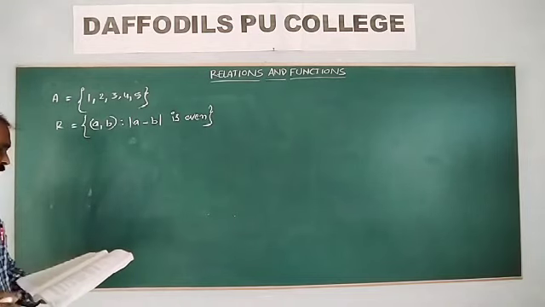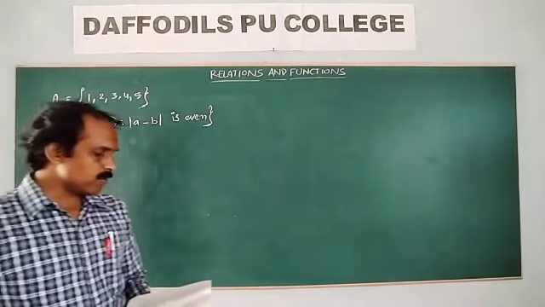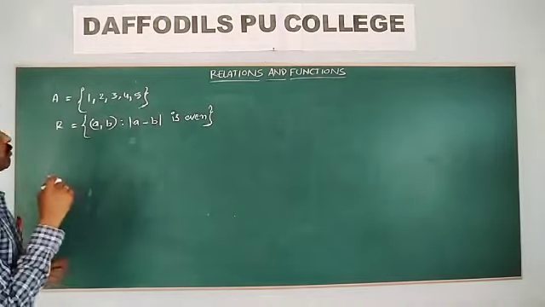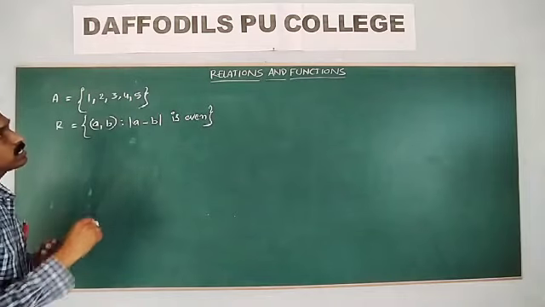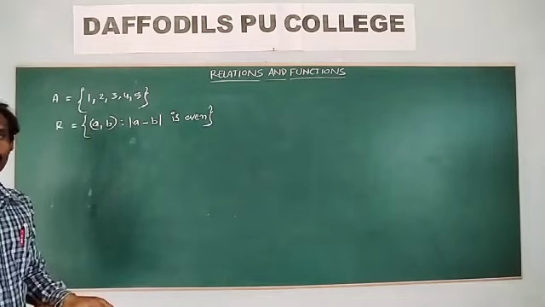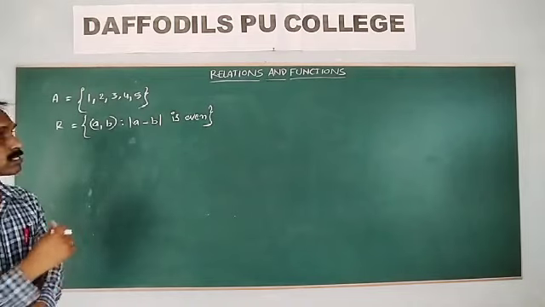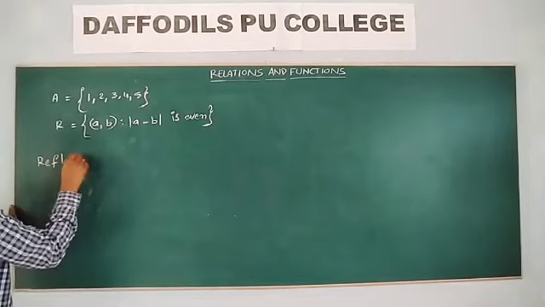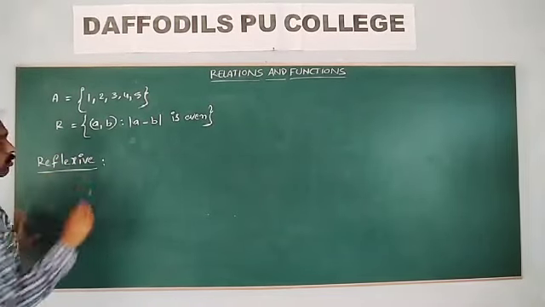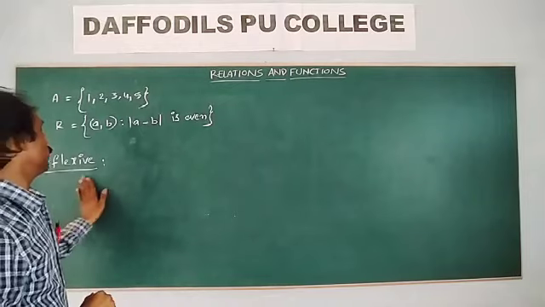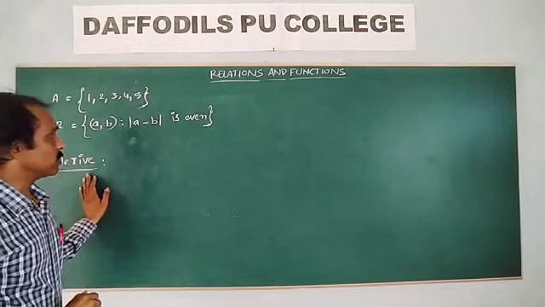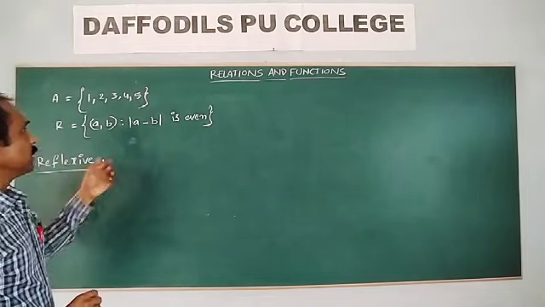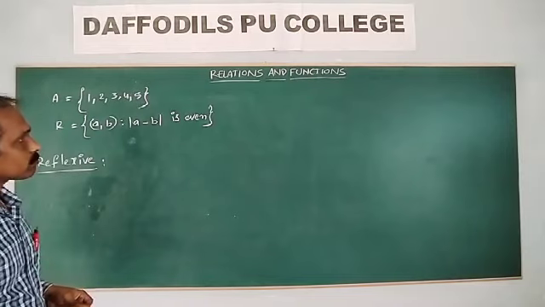Show that it is an equivalence relation. What is an equivalence relation? This relation should satisfy reflexive, symmetric, and transitive. First, reflexive. A relation R is said to be reflexive if (a, a) belongs to R. Here, (a, b) in R means a minus b is even.